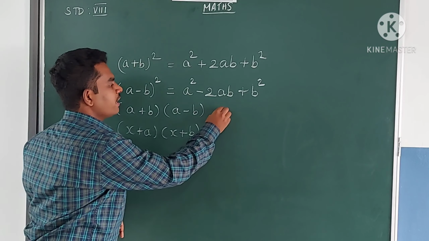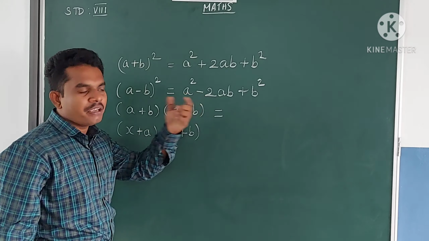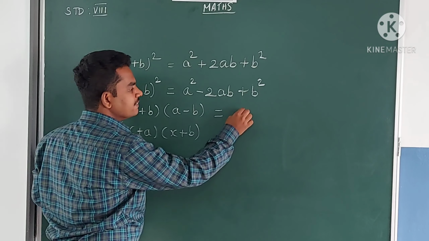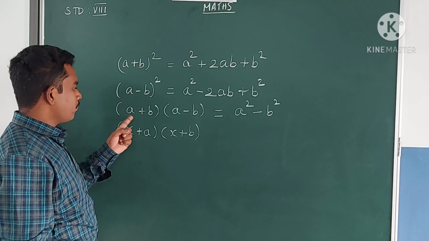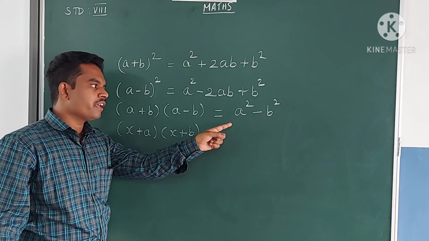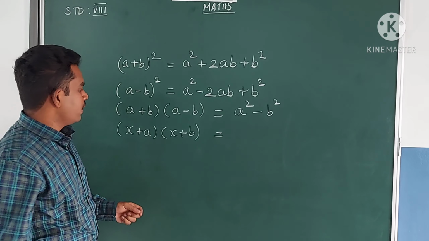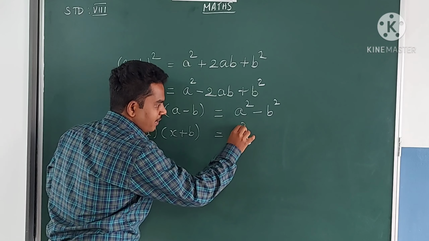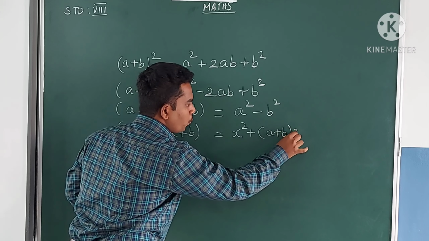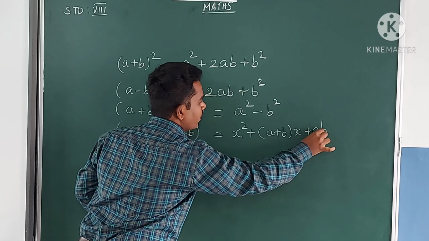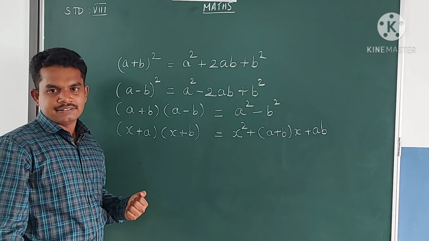Next, here a plus b, a minus b. Here the 2ab term does not come. So, the right hand side is a square minus b square. The very important identity. A plus b into a minus b equal to a square minus b square. Next, the fourth identity, it is also very important. X square plus a plus b into x plus ab. I hope all have learned the 4 identities.